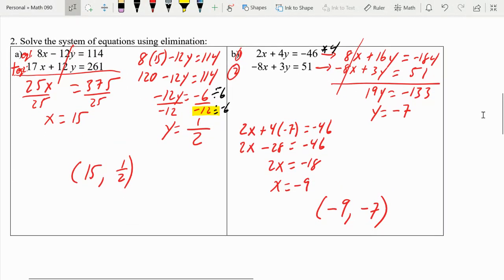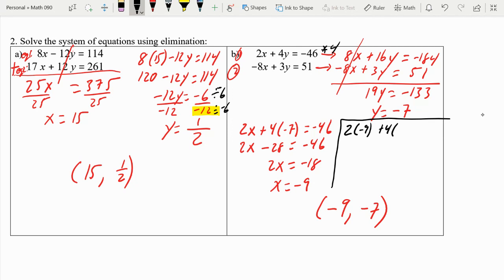How about we squeeze in right here? I'll change the color. And how about I squeeze in right here? I'm not going to do the entire problem for you, but you guys do this. All right, so equation 1, 2 times negative 9 plus 4 times negative 7. That better equal negative 46. Grab your calculators, figure it out.